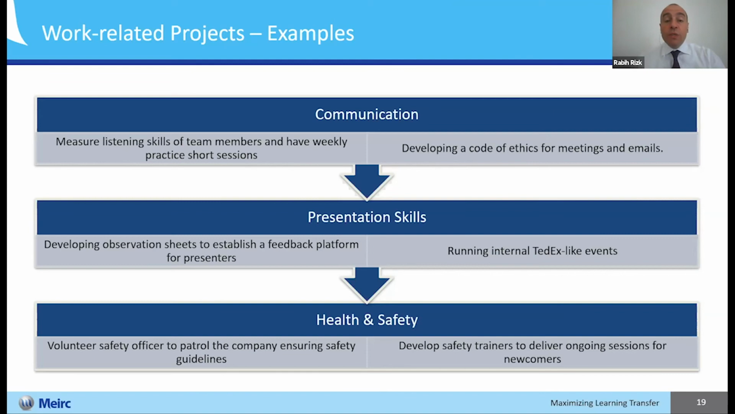So that's another way of delivering projects, another way of transferring learning to practice. The first one, as we said, is the intervention of the line manager. The second one is the project itself.